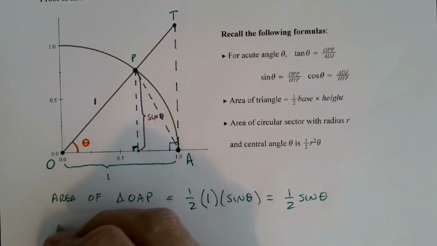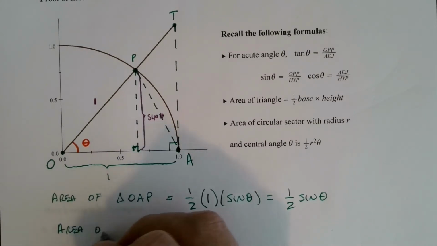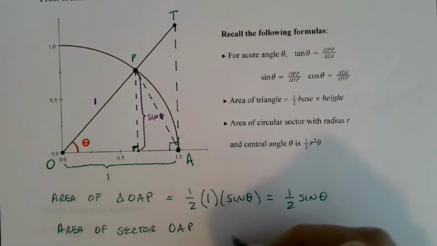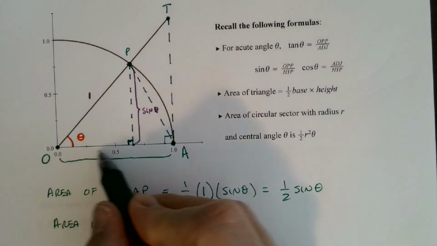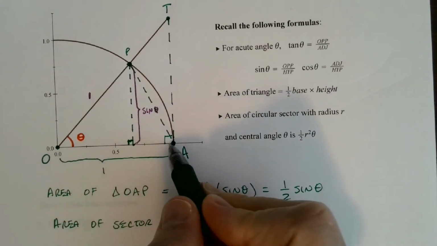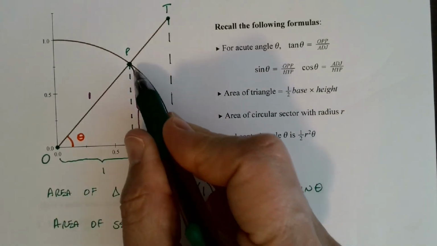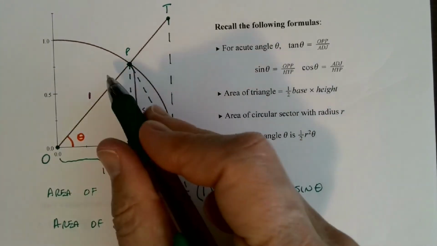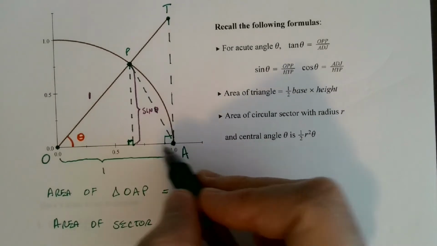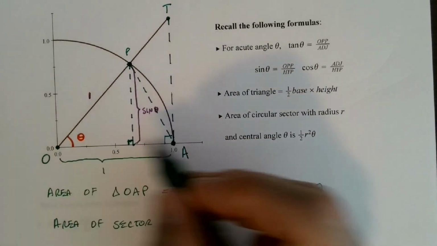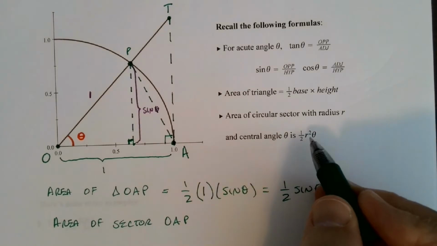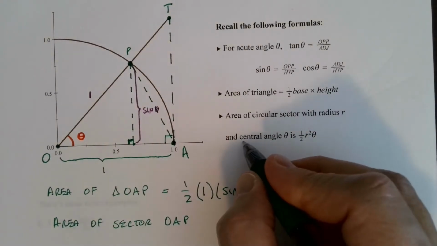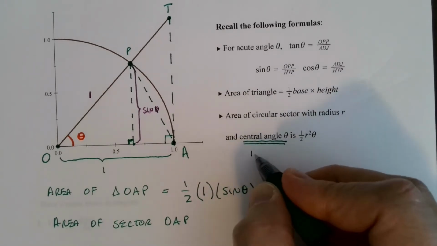Okay. Next, I want to look at the area of sector OAP. What do I mean by sector? I mean the pie piece. So now OAP, I'm going to go OA, and along the curve here, the circle to P, this pie piece, right? It's a nice little pie piece. Cut you a slice of pie. That wedge right there, what's the area of such a circular sector? It's 1/2 the radius squared times the central angle theta. Of course, that has to be in radians, right? So that's important.